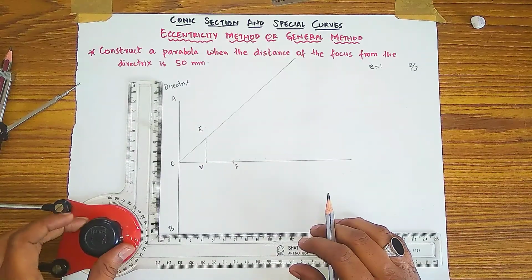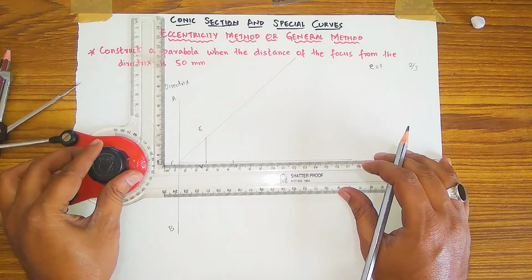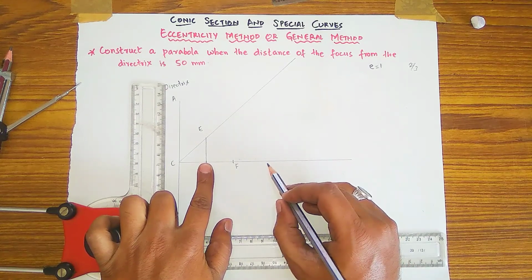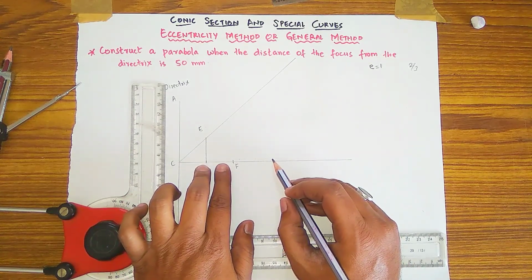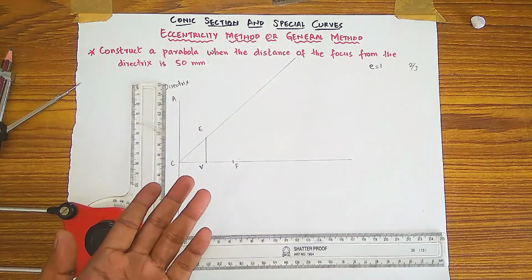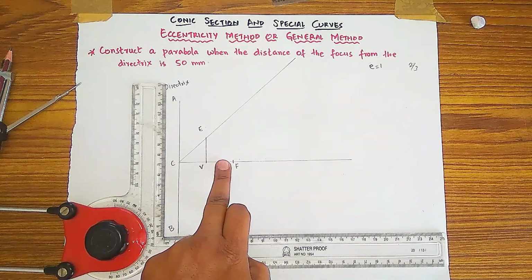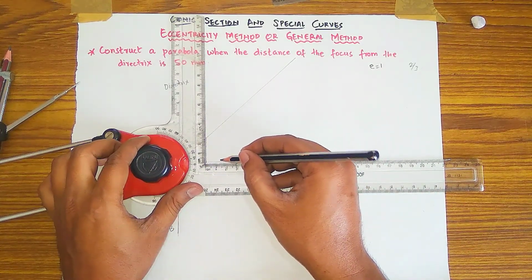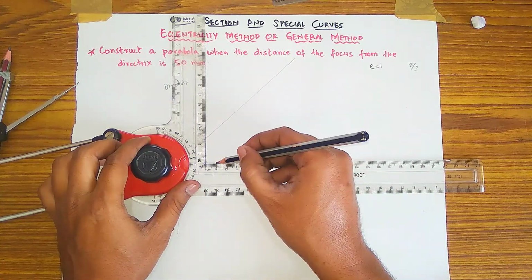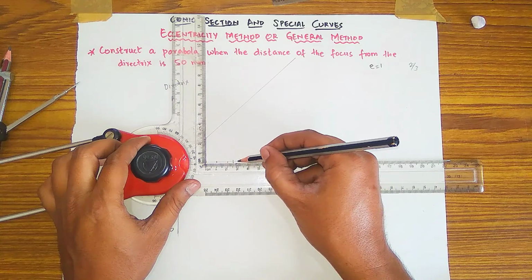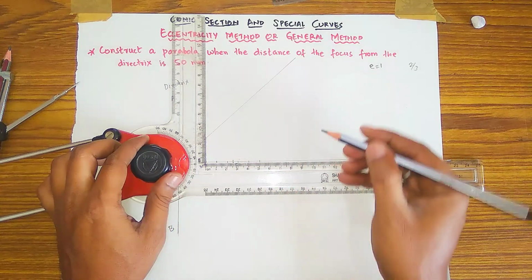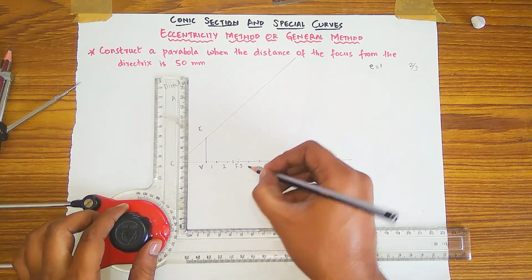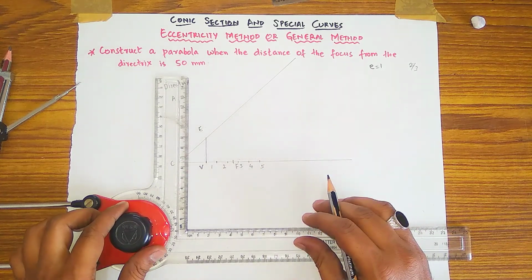Then you have to divide the line from the vertex into 5 equal parts. For example, 1 centimeter you can take, or 1.5 centimeter or 2, you can divide it into 5 equal parts. It's up to you. I am taking 1 centimeter divisions, 5 divisions. After taking the divisions, label the numbers like this: 1, 2, 3, 4, 5.